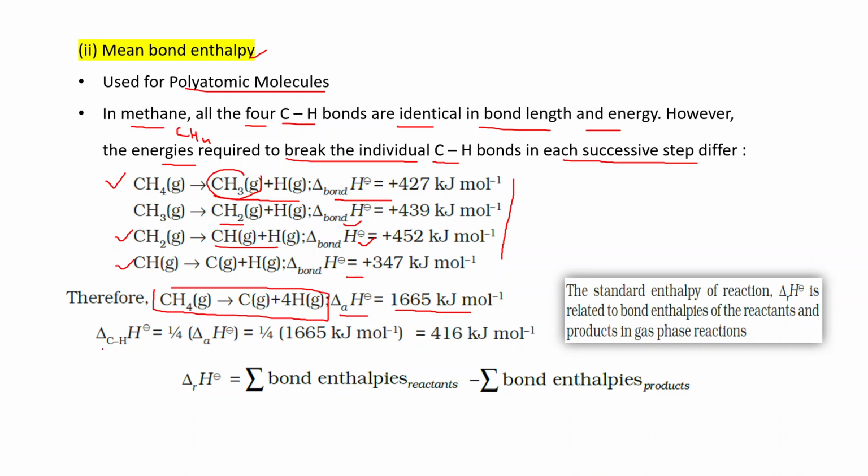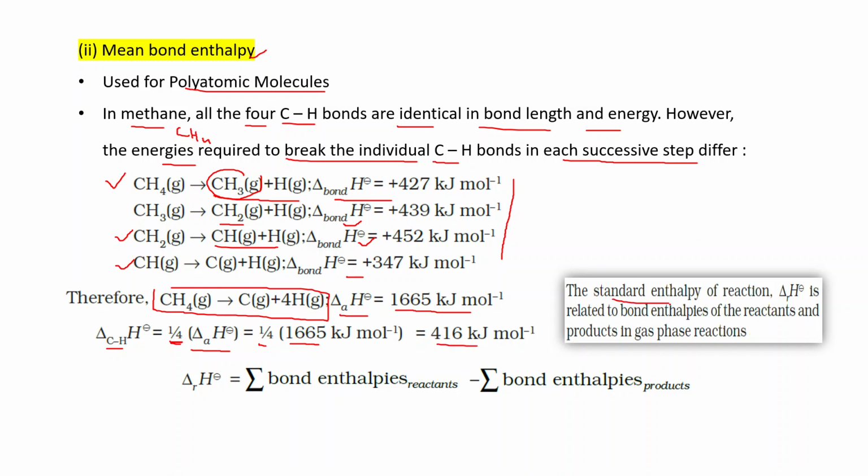That's why the bond enthalpy of the carbon-hydrogen bond in methane is 1/4 of the standard enthalpy of atomization of methane. Why 1/4? Because there are 4 carbon-hydrogen bonds in methane. That's why this is 1/4 into 1665, and if we solve it, we will get this one.